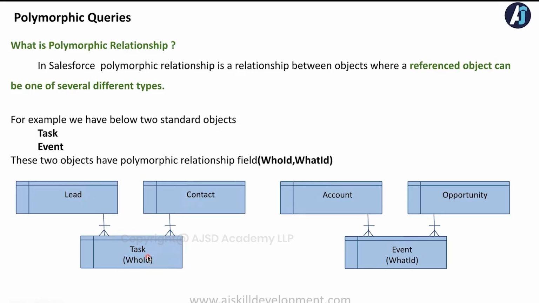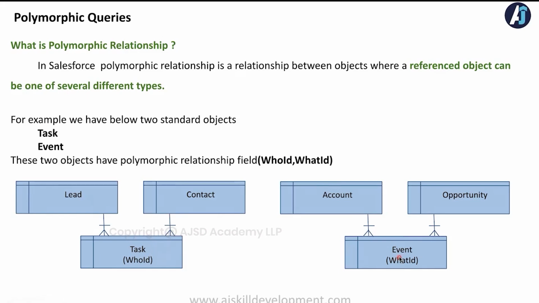It means that you can create a task for a lead and you can create a task for a contact also. So the task object can work as a child for lead or contact. If you want to relate either a lead or a contact, then you have to store the lead ID or contact ID in the WhoId field of the task object. This is generally called a polymorphic relationship.